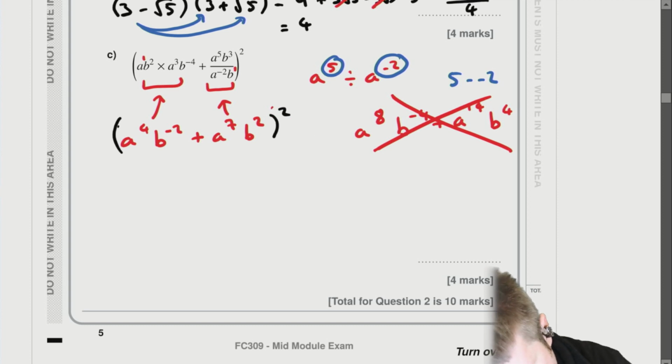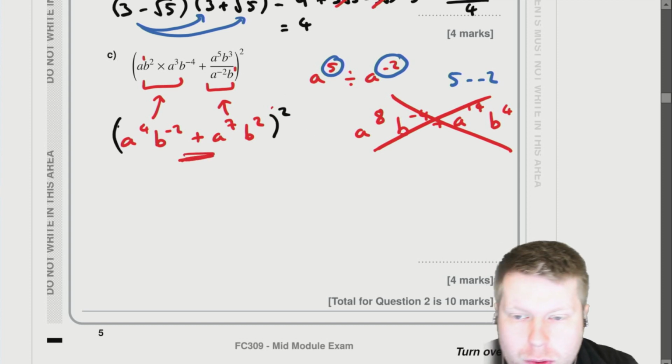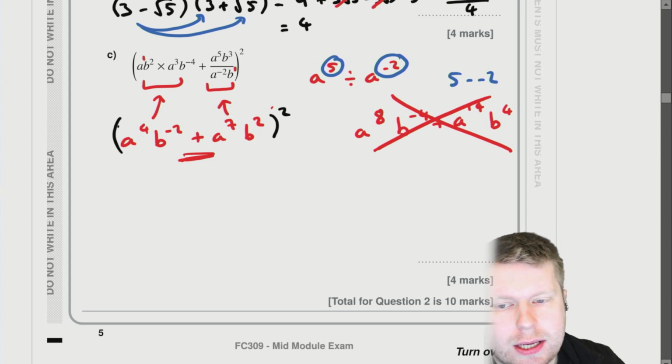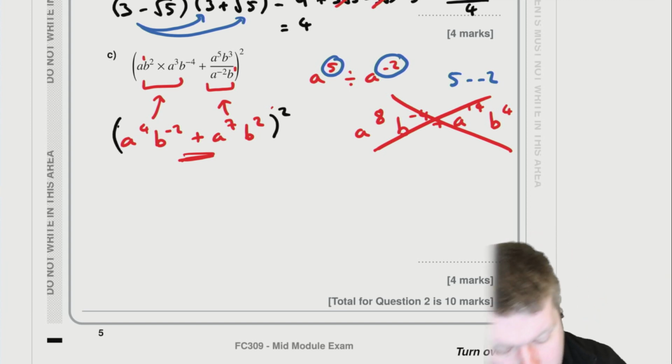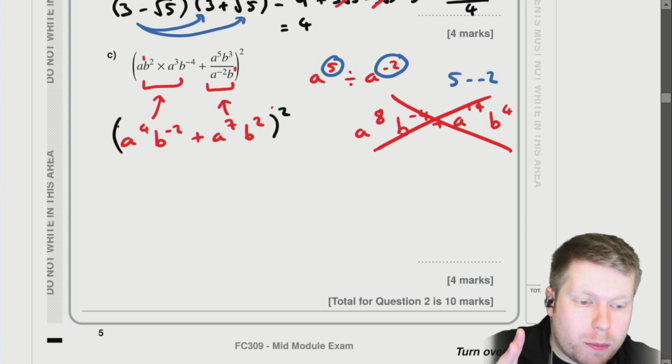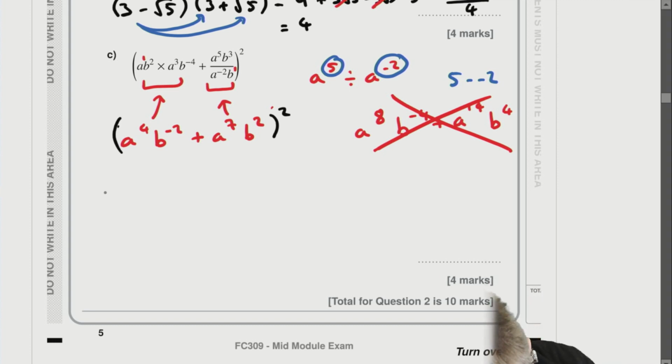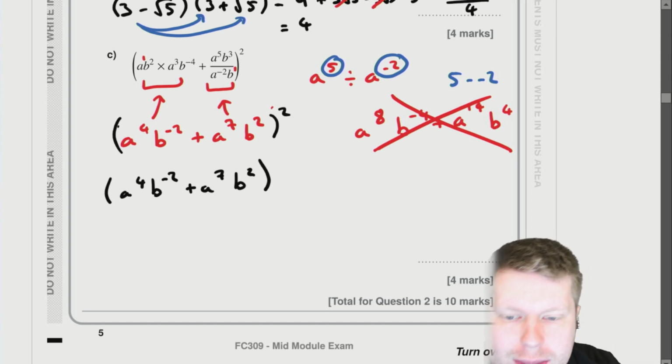Because in this case, you've got an add in the middle. If it was a multiply in the middle, you could absolutely do what I've just done on the right-hand side. However, because you've got an add, you need to treat this as a binomial. In other words, terms that you need to multiply by itself. So you should be considering a to the 4, b to the negative 2, plus a to the 7, b to the 2. And then literally just multiply that by itself.